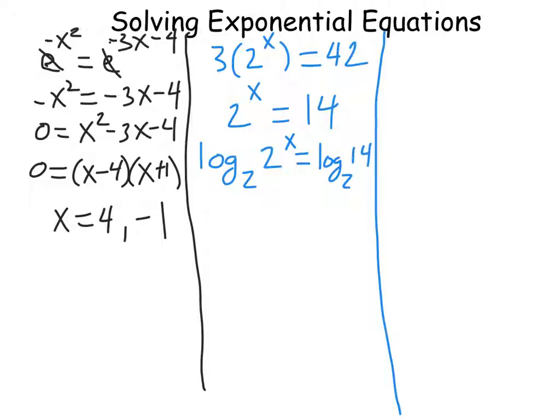If I take the log base 2 of each side, that's really what it does for us. On the left side, the exponent and its base and the log cancel each other out, and all we're left with is x. And on the right side, we have log base 2 of 14. Okay?